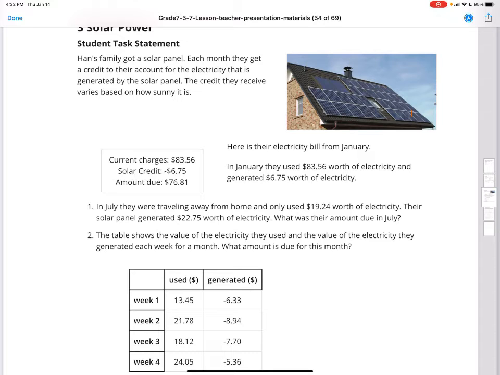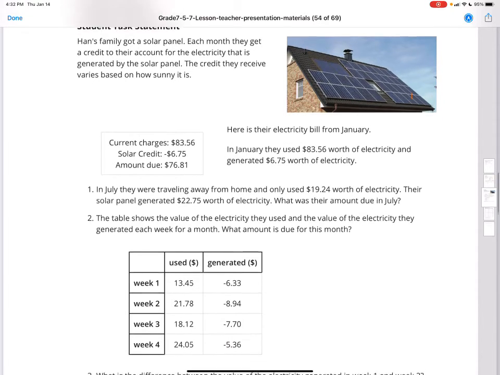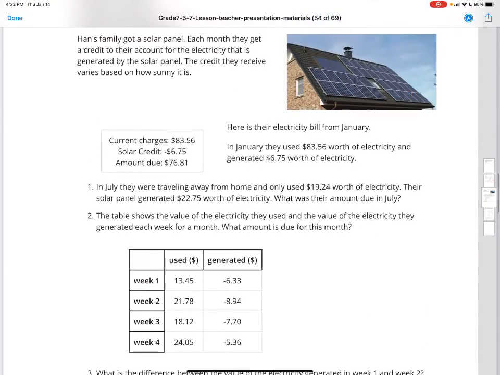All right, guys. So before I read the questions, this is what they're showing you. They say the current charges, this is for January, $83.56. The solar credit, I'm sorry about that, is $6.75. And the amount due is $76.81.